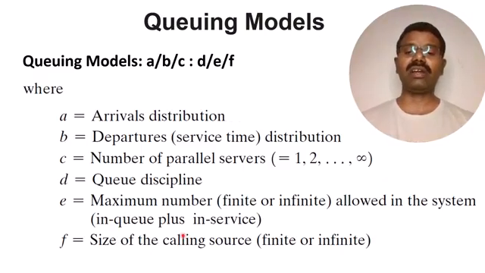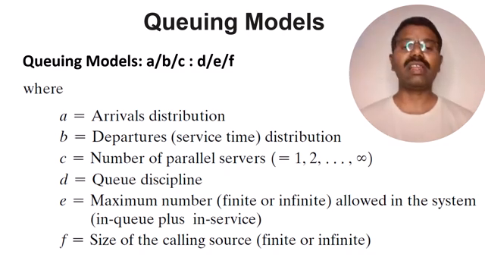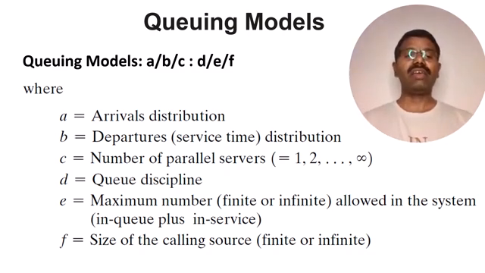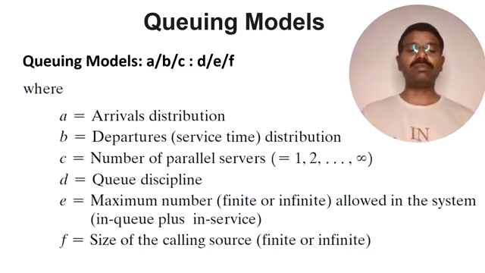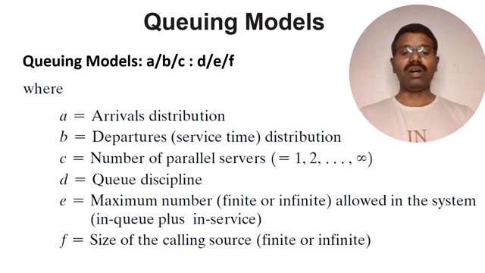And let us directly discuss the queuing models. There are several queuing models which we will be using, and these queuing models can be represented as A/B/C : D/E/F, where A is the arrivals distribution, B is the departure distribution, C is the number of parallel servers, D is the queue discipline, E is the maximum number allowed in the system, which may be finite or infinite, and F is the size of the calling source, which may be finite or infinite.